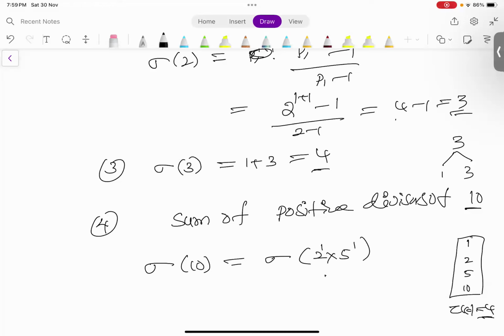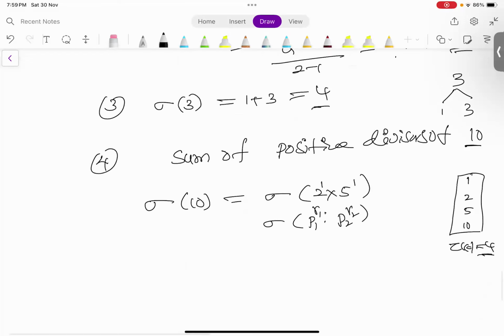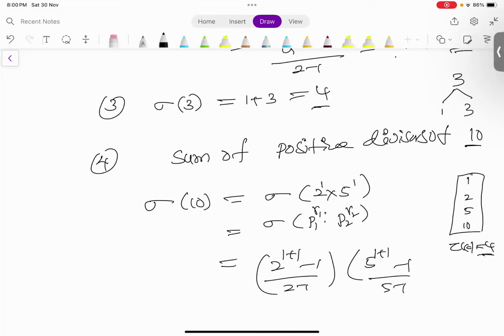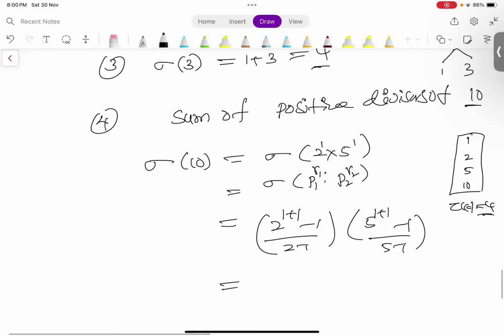This is in the form of sigma of P1 power R1 into P2 power R2, like this formula. The first term is (2 to the power of 1 plus 1 minus 1) by (2 minus 1), and the second is (5 to the power of 1 plus 1 minus 1) by (5 minus 1). Using this formula, 2 square minus 1 is 3, into 25 minus 1, 24 by 4. This is equal to 18. Yes, the sum of positive divisors of 10 is 18. By using this type of formula, we can apply it to divisors.